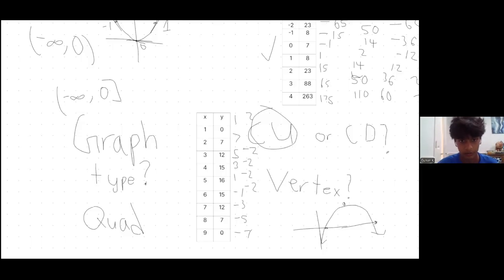So 9 plus 1 divided by 2 is 5. So that's going to be our midpoint. So (5, 16) is going to be our vertex.